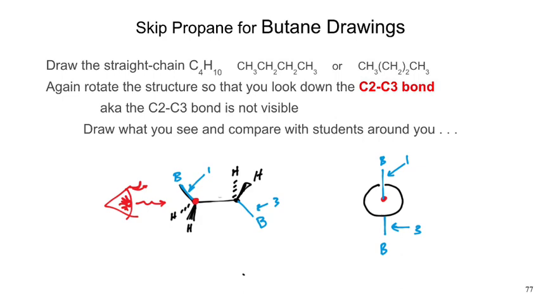Draw your hydrogens. Where are they? On the Newman projection. So we've got 2 drawings up. We've got a line angle and we've got a Newman. You should be able to draw the hydrogens on the Newman projection.